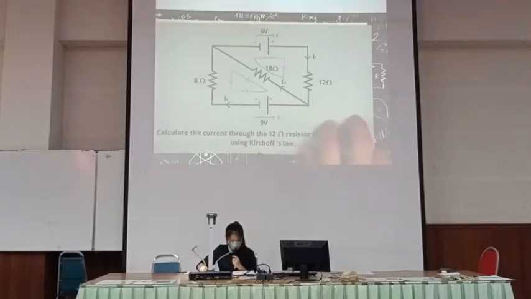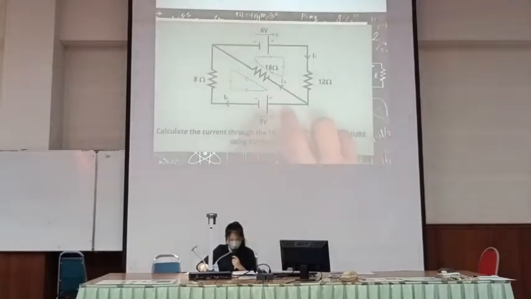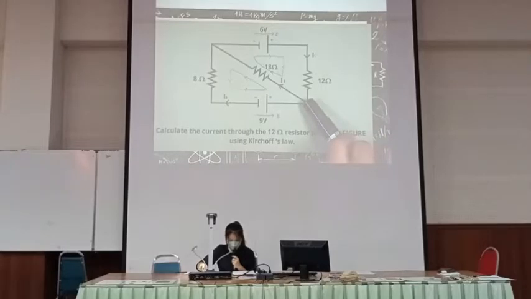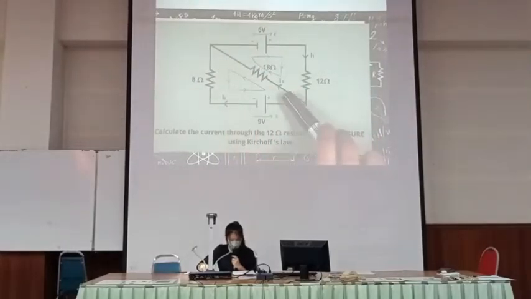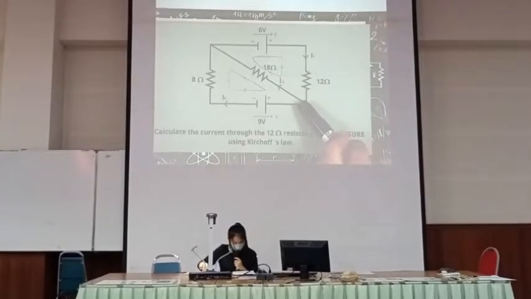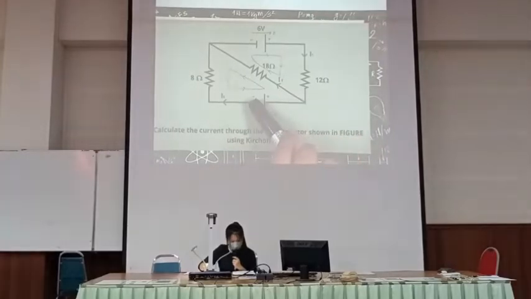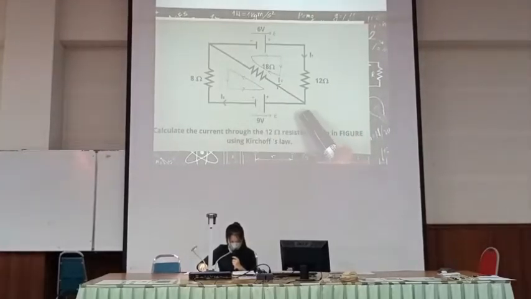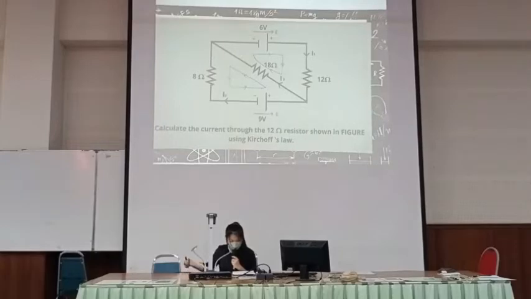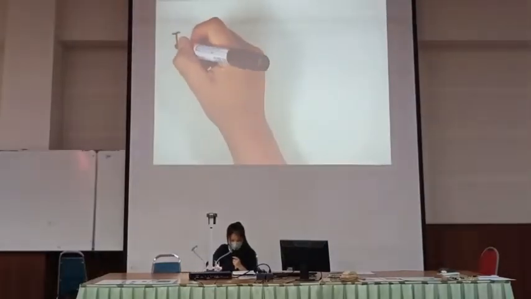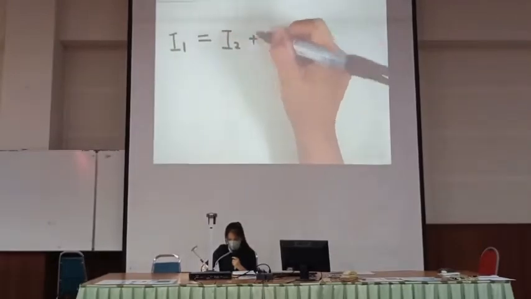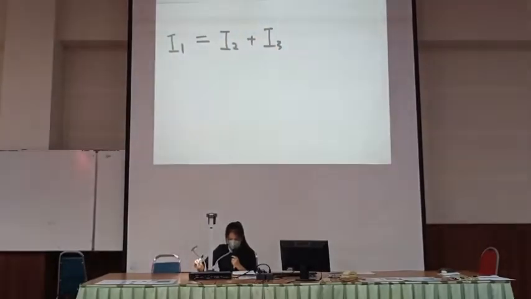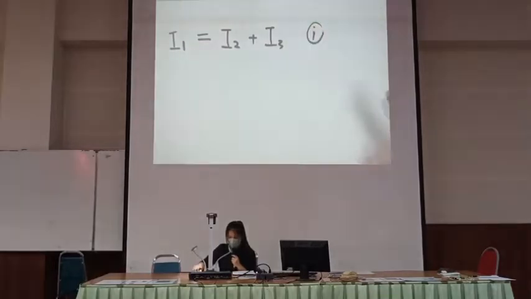Okay, in the figure here, there are two junctions, which is junction 1 and junction 2. The right side here, there are I1 flows in a junction and I2 and I3 flows out a junction. So we can write an equation. I1 is equal to I2 plus I3. That is the first equation.